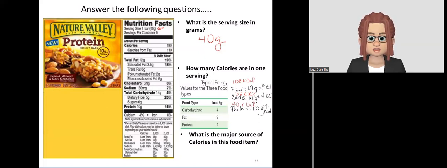So when we look overall at this food item, and we're trying to determine what is the major source of calories in this food item, let's understand that by looking at the numbers of fat, carbs, and proteins, we can determine specifically that the major source of the nutritional calories in this food item is going to be the fat, because it has the highest number of nutritional calories when we investigate the contributions of fats, carbohydrates, and protein.